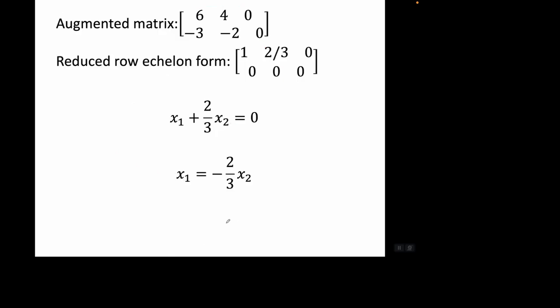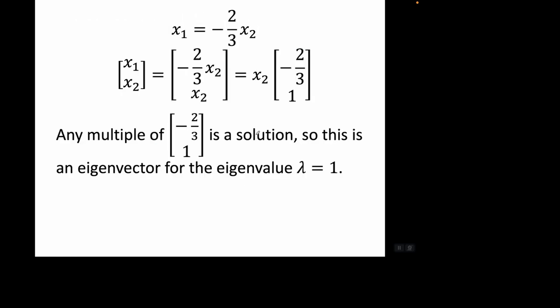Here's the augmented matrix. This is what the reduced echelon form of that matrix looks like. So we have x1 + 2/3 x2 = 0. In other words, x1 equals -2/3 x2. So x1 is -2/3 x2. x2 is simply x2. Therefore, our solution is (x1, x2) is x2 times (-2/3, 1). So any multiple of (-2/3, 1) is a solution. So this is an eigenvector for the eigenvalue λ = 1.